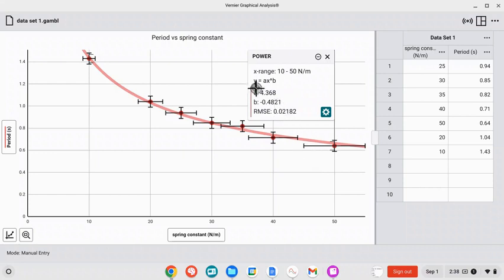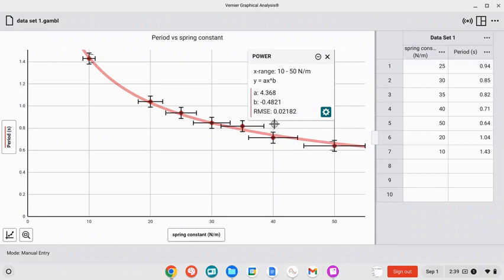And so we've got y is equal to a times x to the b power. So remember that our y-axis is the period and our x-axis is the spring constant. A here is just a constant. It's a number. The power is what we really want to focus on. Notice it's a negative 0.48. And my math brain says negative.